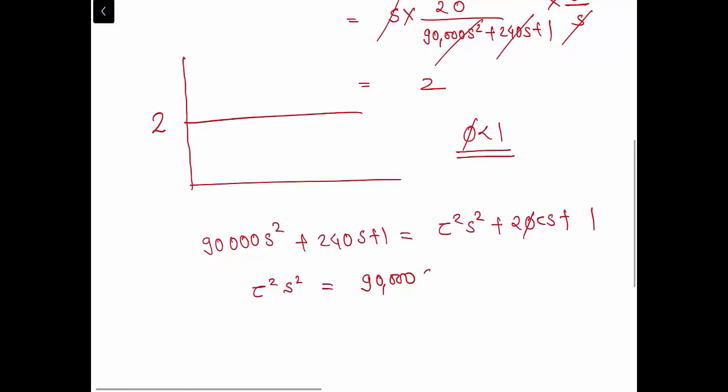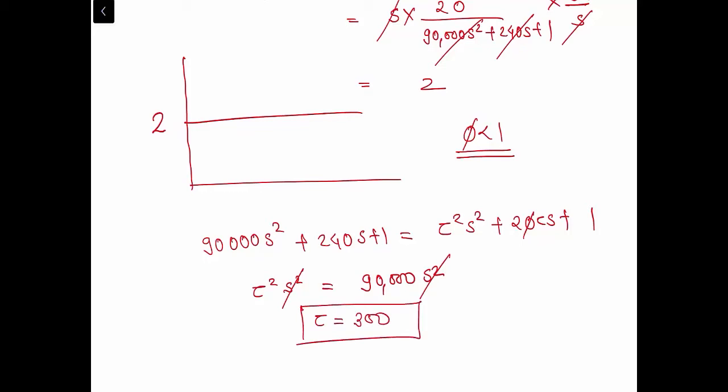So if we compare here, tau square s square equals 90,000 into s square. So if you solve this, how much will it come? Okay, s square will cancel out. So here tau is coming 300. Tau is coming 300. Okay, now we have to check the damping coefficient.